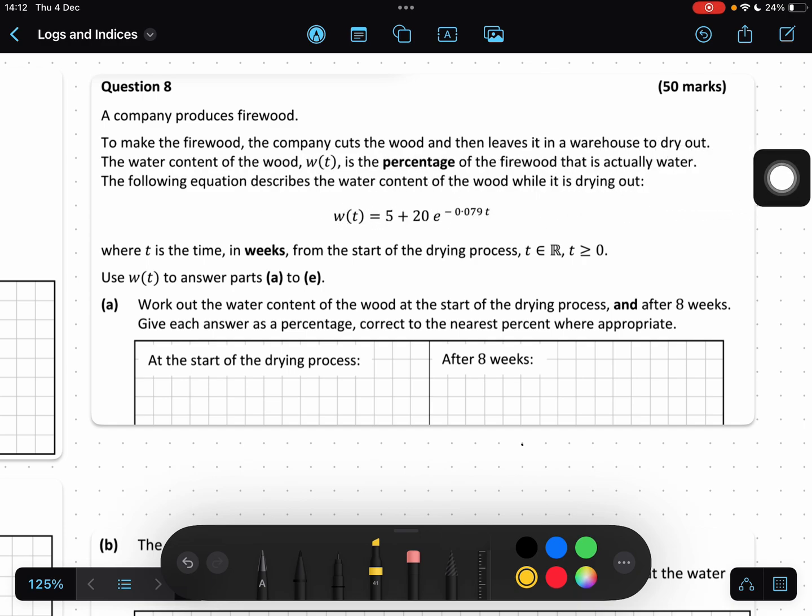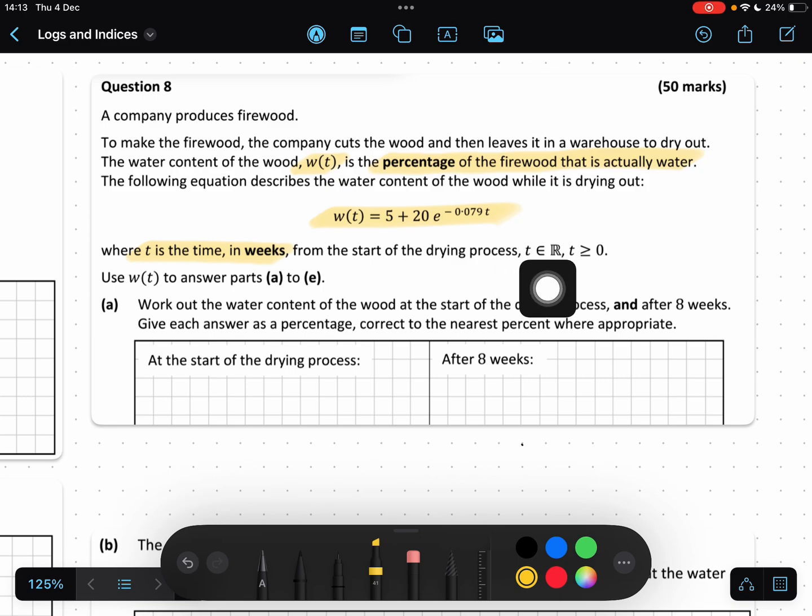That's a key part of the question, because there's a chance that they'll look for the percentage of firewood that's actually water, or they might give it to you. So I'm going to highlight that: if they give that to me, they've actually given me W of T. The following equation describes the water content of the wood while it is drying out. T is the time in weeks, so they might give me time in weeks, or they might ask for it, or maybe give me time in a different unit, and I might have to convert it to weeks first, from the start of the drying process.